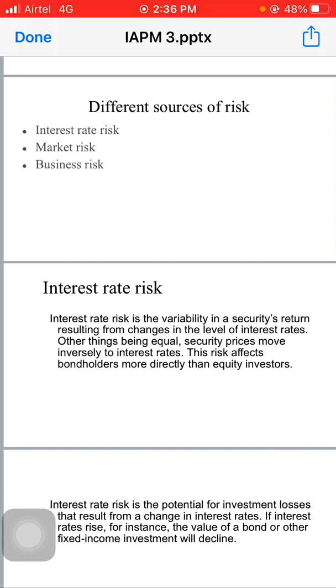So, whenever there is a variability, what is variability? Whenever there is a change in the return. What is the return now? Return is nothing but the amount which a person receives in the form of money based on a particular fixed interest rate. So, whenever there is any change, any variation, any variability in the rate of interest, in the level of interest rates, then the interest rate risk arises.